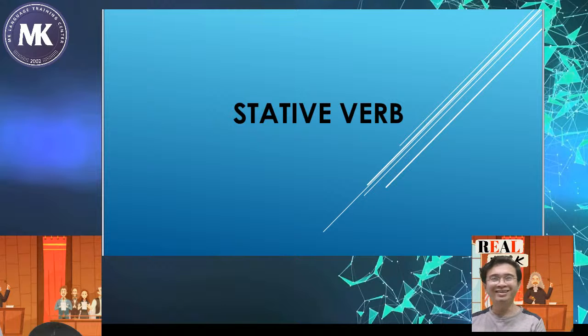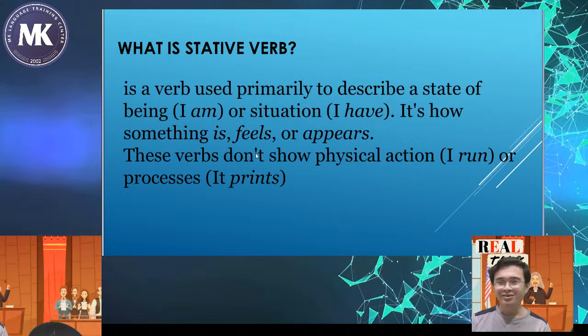And today, I'm going to introduce the opposite of dynamic verb, and we call that a stative verb. When you say opposite, it means this kind of verb usually doesn't really show some physical action, right? A stative verb is a verb used primarily to describe a state of being, like for example, I am, or a situation like I have. So this verb is how something is, feels, or appears.